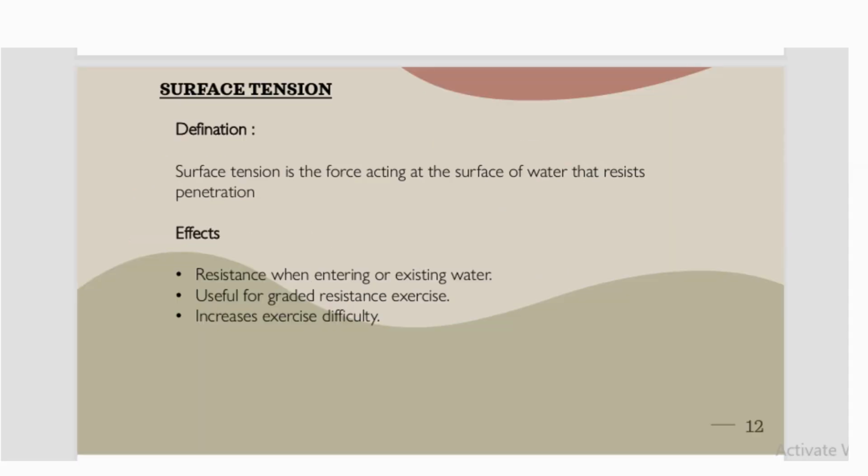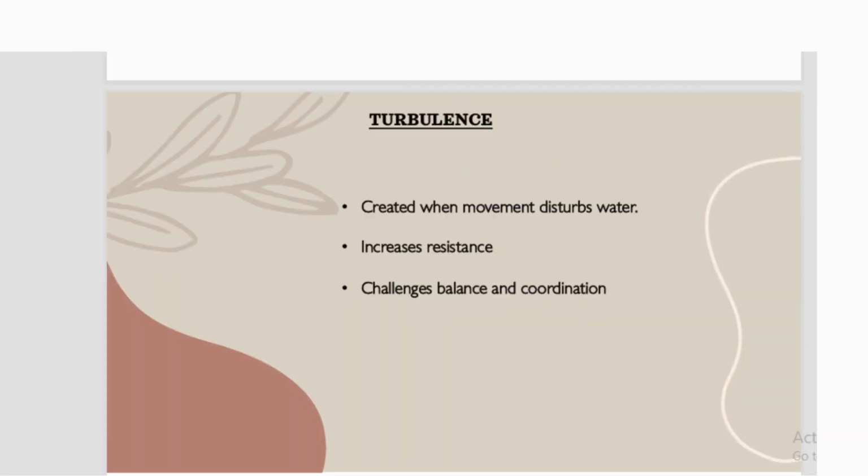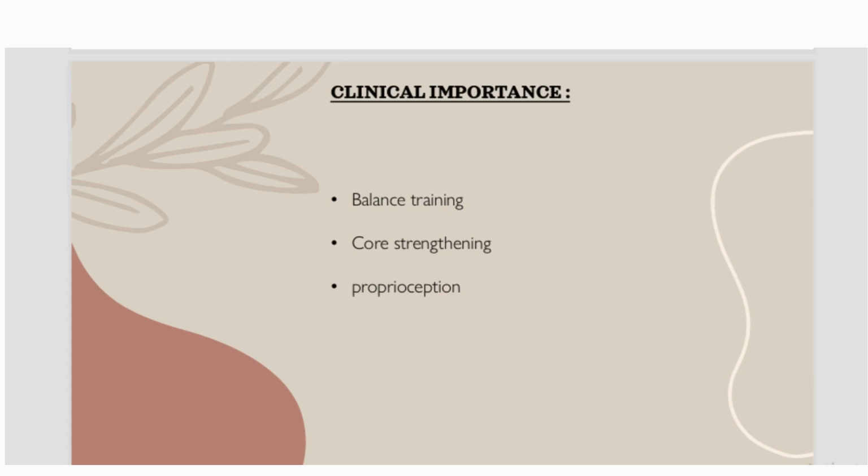There is also surface tension, which is the force acting on the surface of the water that resists penetration. There are some effects like resistance when entering or exiting the water, useful for graded resistance exercise and increasing exercise difficulty. There is also turbulence, which is created when movement disturbs the water. It increases the resistance and challenges balance and coordination. Its clinical importance is balance training, core strengthening, and proprioception.